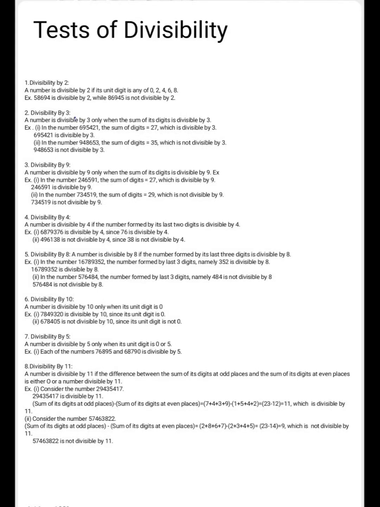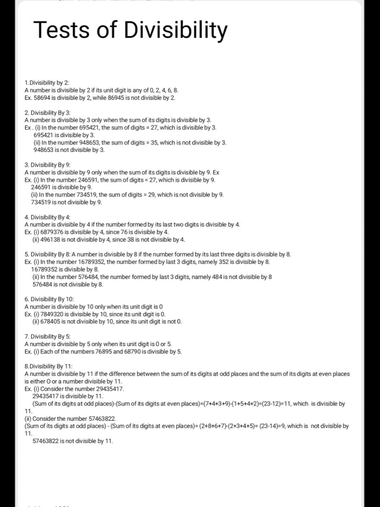Hi everyone, in this video we are going to see some of the tests of divisibility. We check whether the given number is divisible by some of the numbers like 2, 3, 9, 4, 8. Is the given large number divisible by these numbers? We have some test rules, divisibility rules, to check those conditions. We will see the individual divisibility rules one by one.